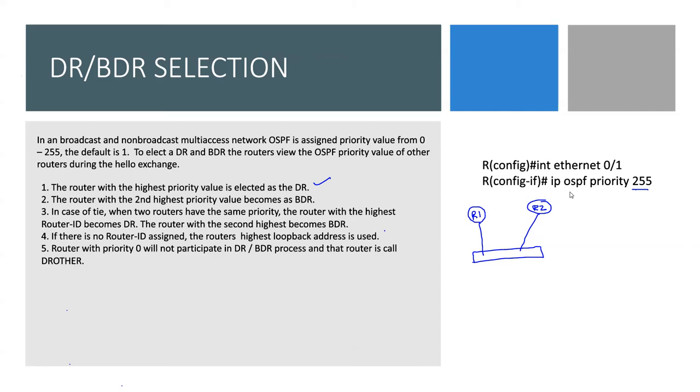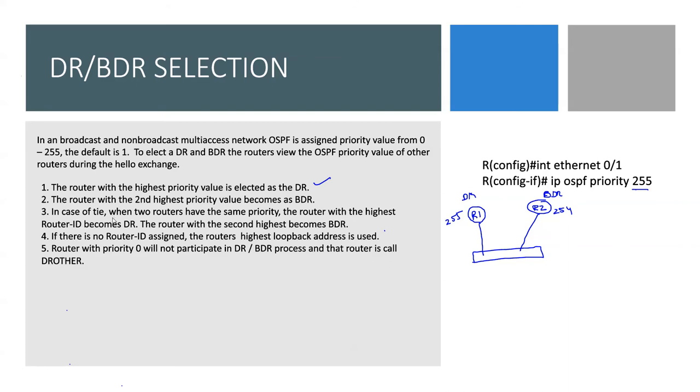Right? So this is the command that you will use on the interface to increase the priority value for the router that will be your DR. So I'm assuming this is the DR and this will be your BDR. So if you put priority of 255 for this one, then you can put 254 for this one.